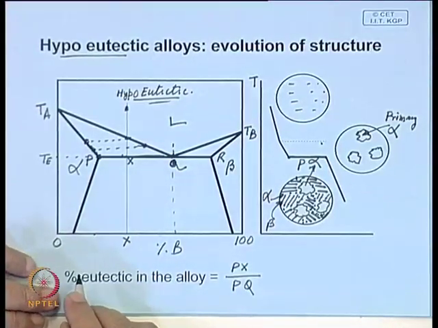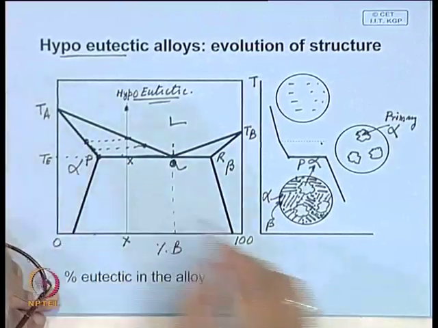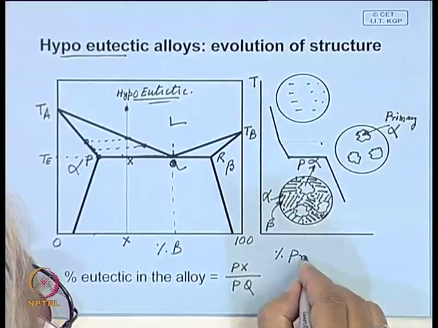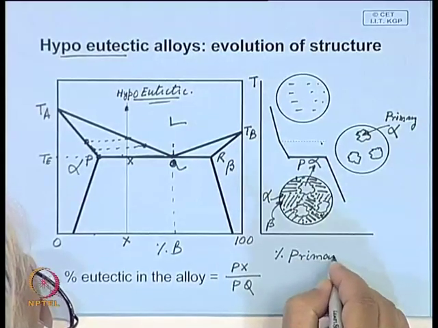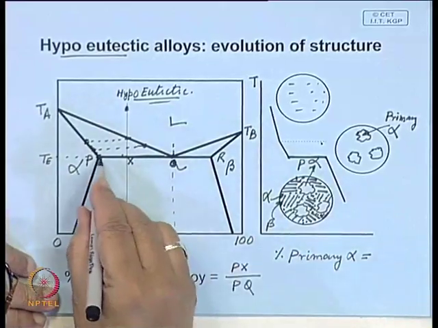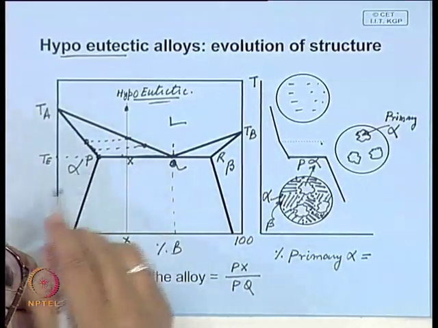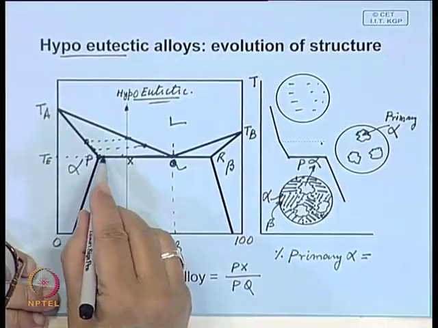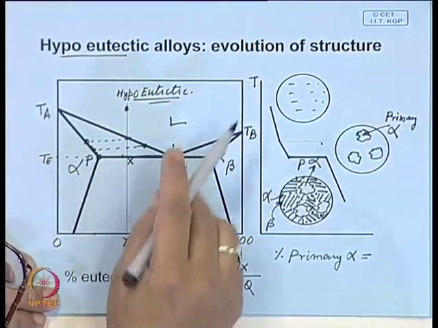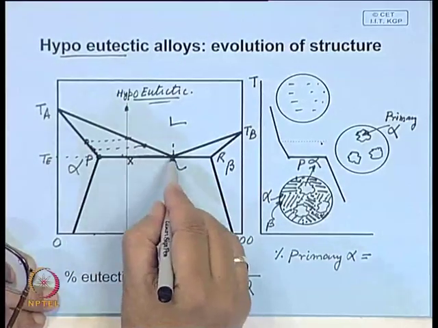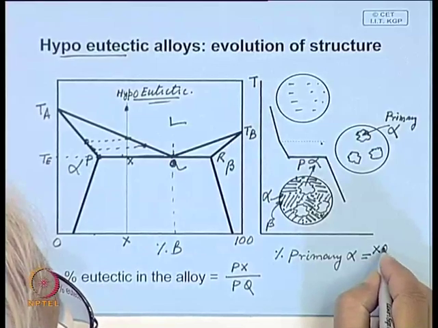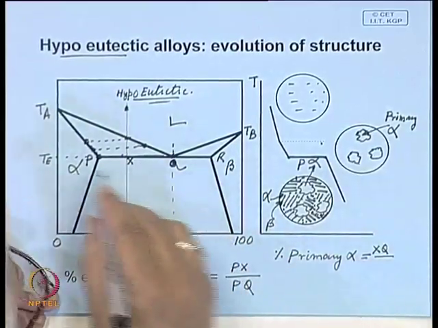And if you want to find out primary alpha, then percentage primary alpha is proportional to the opposite arm of the lever, that is Xq. So, Xq over Pq.